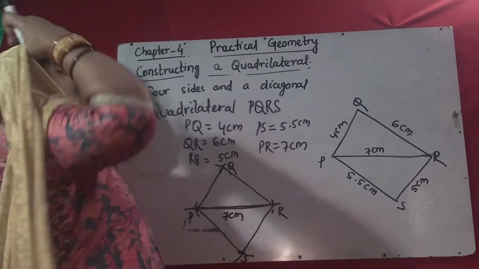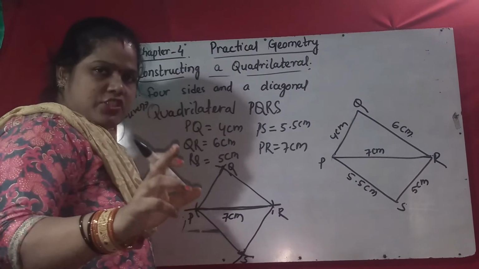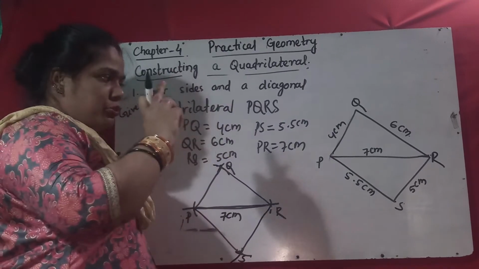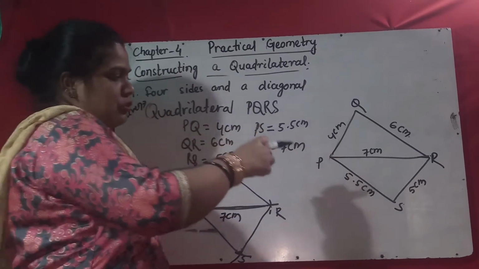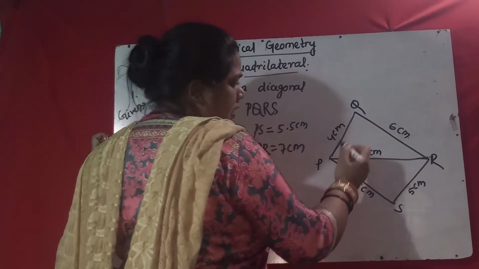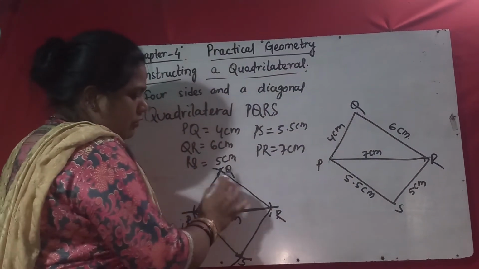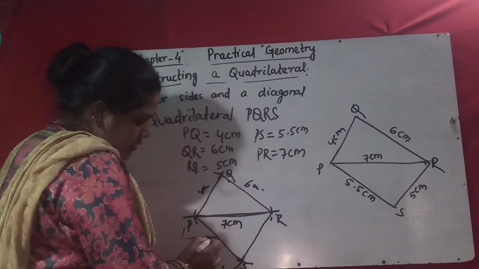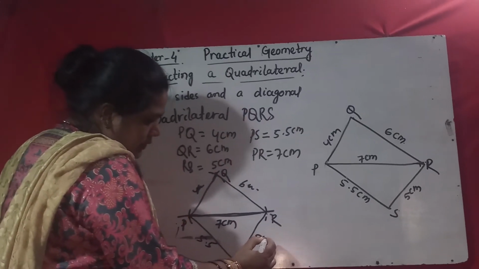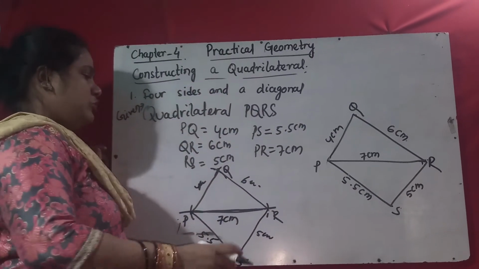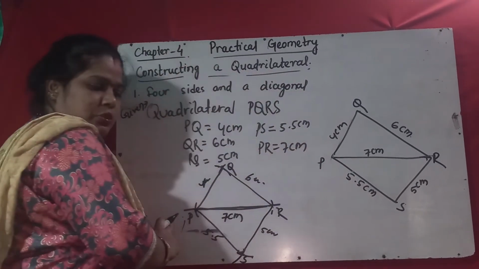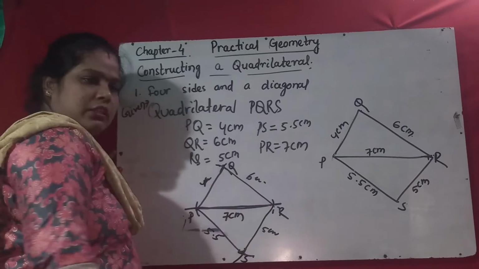So when a quadrilateral with 4 sides and 1 diagonal is given, you draw it in this procedure. First step, you draw the diagonal. Then you first draw the triangle PQR. This is 4 cm, this is 6 cm, then it is 5.5 cm, it is 5 cm. So to construct it, first you write what is given. Second step, you draw a rough diagram. Third step, you construct the given quadrilateral.